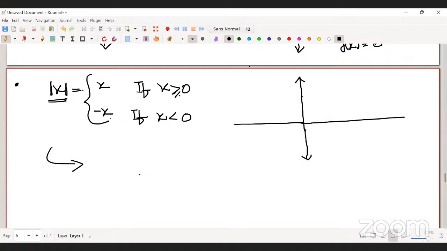In the positive part, this is x, and in the negative part it's minus x. Minus of negative is basically positive. So I'll get the mirror image with respect to the y-axis. So that is what I can tell about the modulus function. But how it breaks certainly depends on the function. If you have some function in your mind, then probably we can discuss.